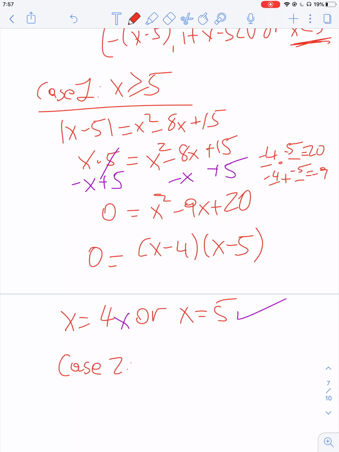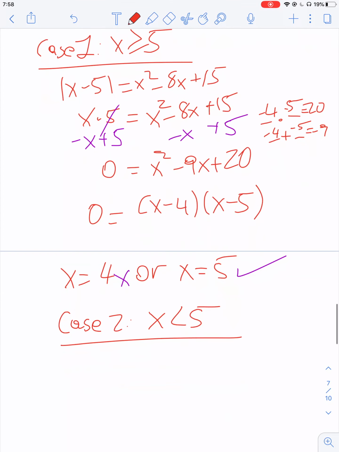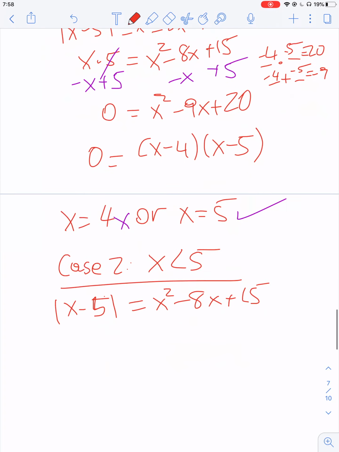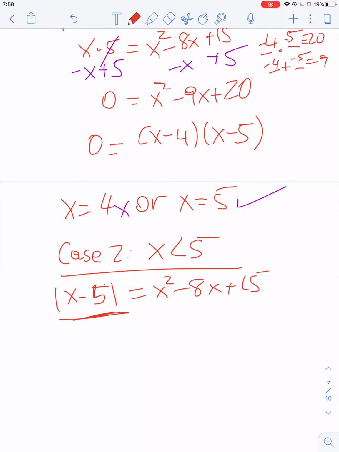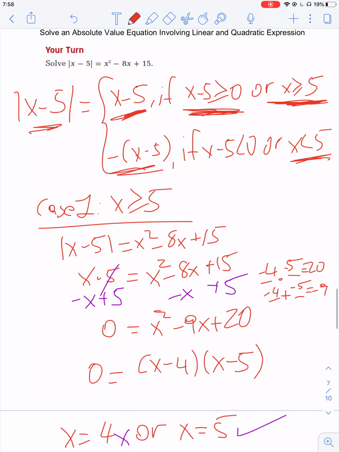Case 2 is when x is less than 5. Let's do this one more time. If that is the case, then the initial question, the absolute value of x minus 5 is equal to x squared minus 8x plus 15. I am going to replace this absolute value by this guy over here because x is less than 5, okay?